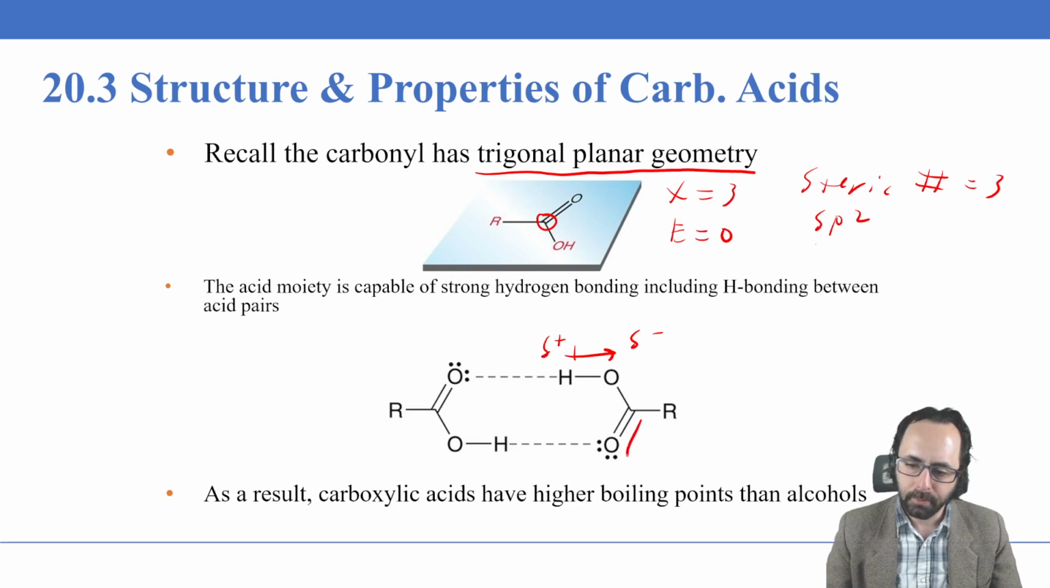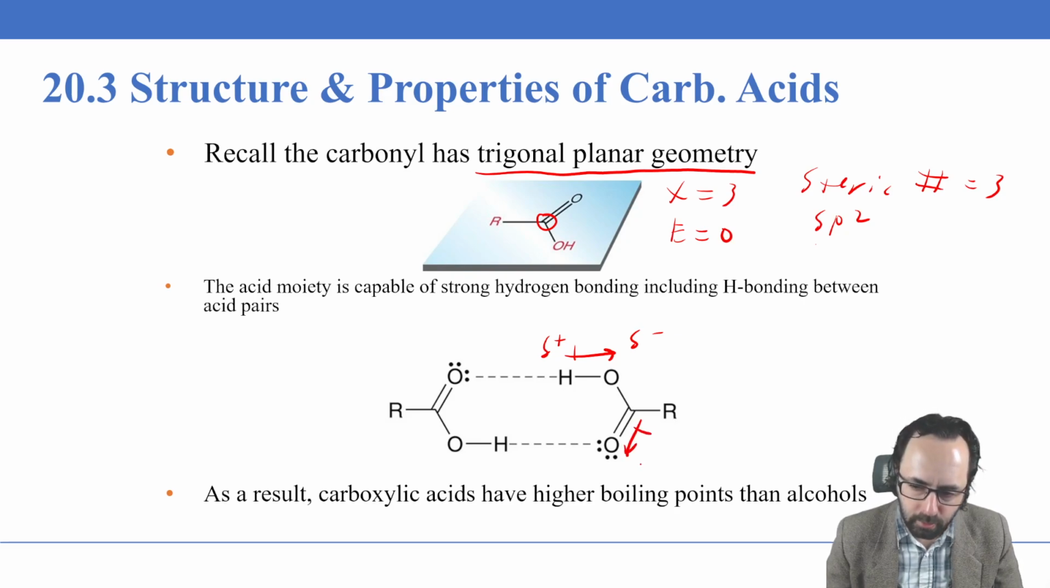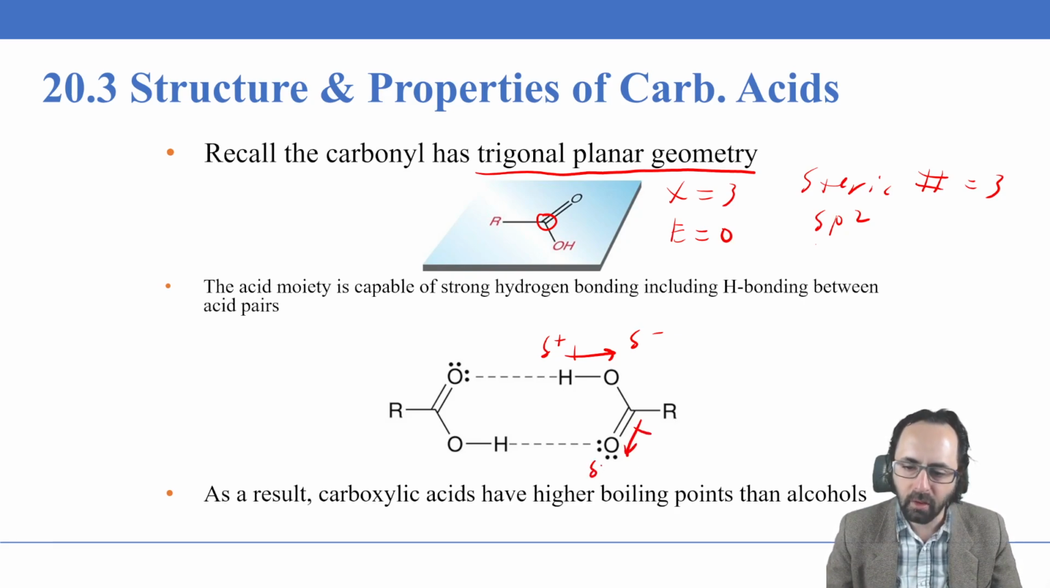Likewise, we have a very polar carbon-oxygen bond here. This oxygen will be partially negative over here. And so a similar thing here, we have the partially positive charge of this hydrogen and the partially negative charge of this oxygen on the neighboring carboxylic acid. And that results in two very strong hydrogen bonds together.